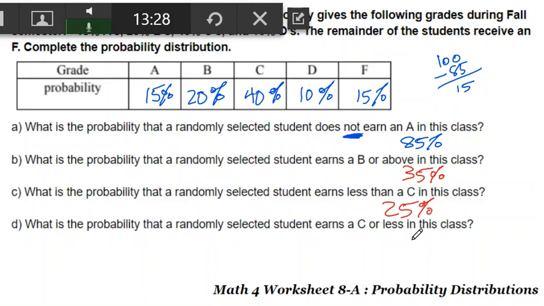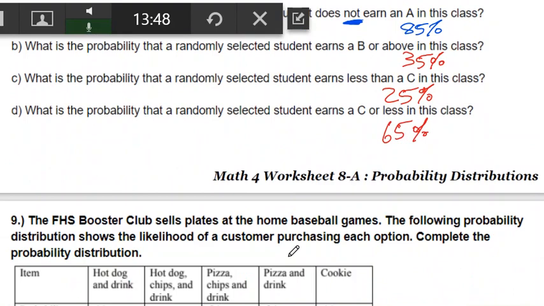And then C or less. That means a C or a D or an F. 40 and 10 is 50, plus 15 is 65. Okay.